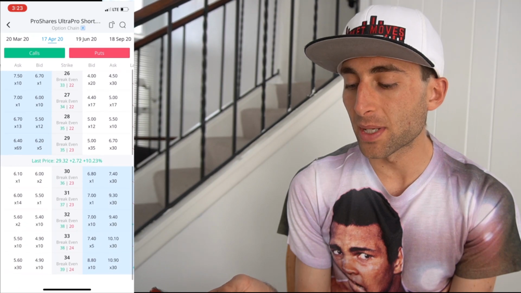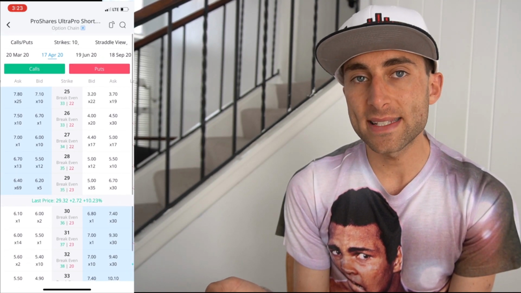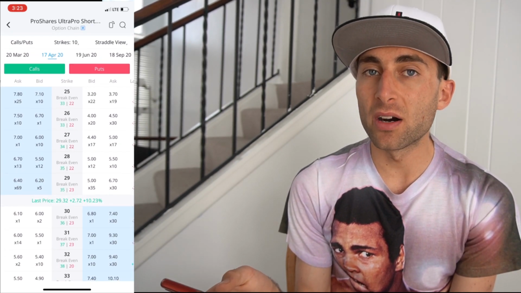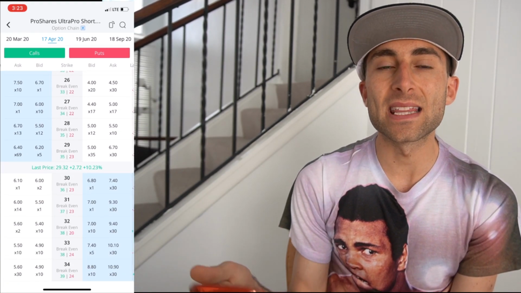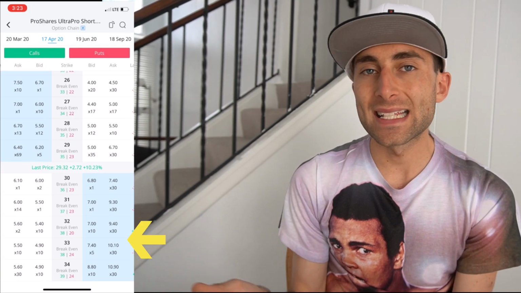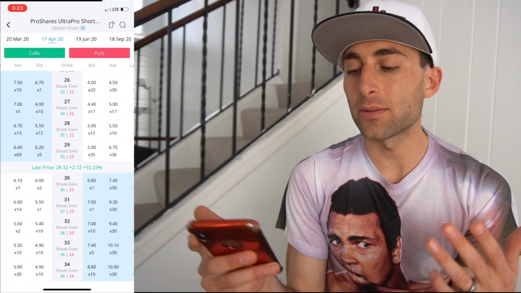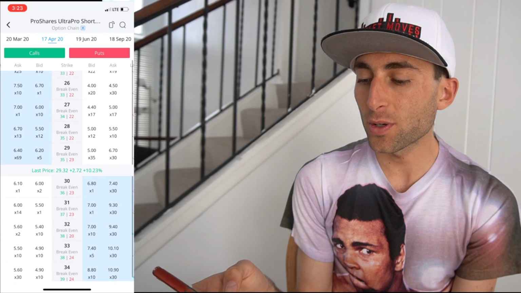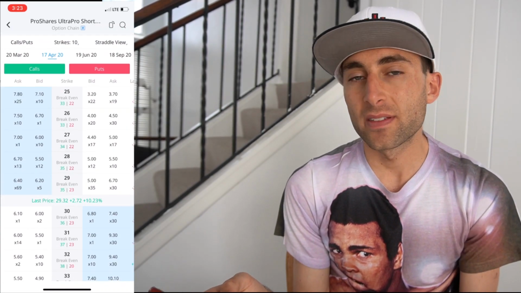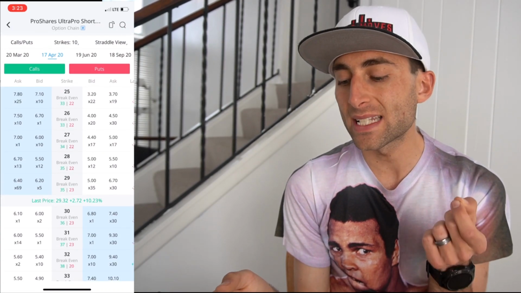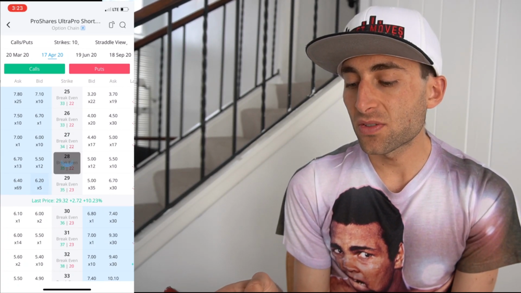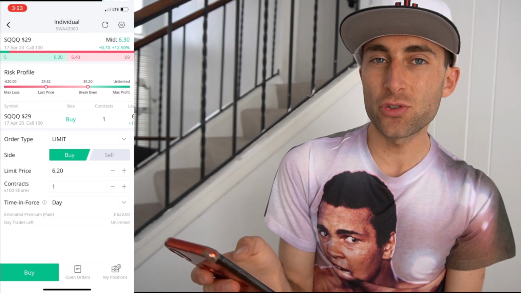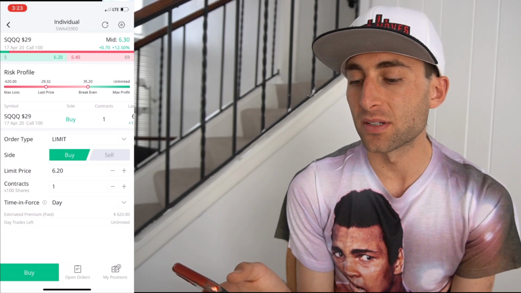So again, here we are on the main screen. When we go to the right side for puts, everything above the gray is out of the money. Everything below in the blue is in the money. So in the money is gonna have value by the time it expires. For example, the price of SQQ right now is $29.30. So I'll click these $29 options. These are trading at $620.